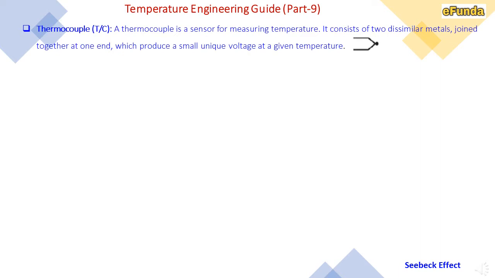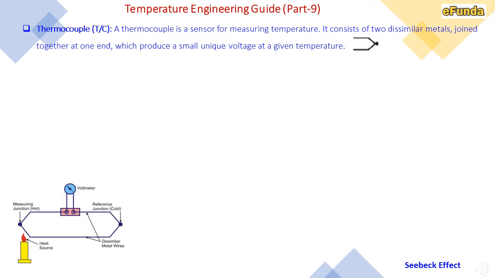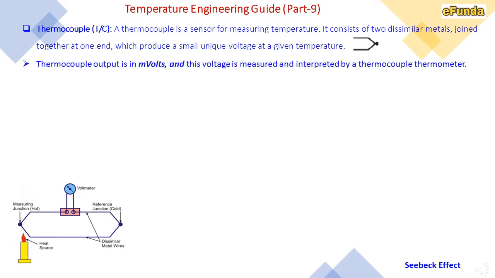Thermocouple. A thermocouple is a sensor for measuring temperature. It consists of two dissimilar metals joined together at one end, which produce a small unique voltage at a given temperature. One can see in the figure below the measuring junction and a reference junction, that is hot and cold junctions, where a heat source is provided and a cold junction is also there. One can see the difference between the two measured in a voltmeter. The thermocouple output is in millivolts, and this voltage is measured and interpreted by a thermocouple thermometer.